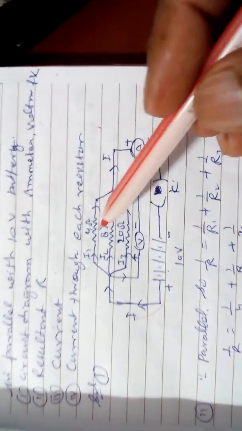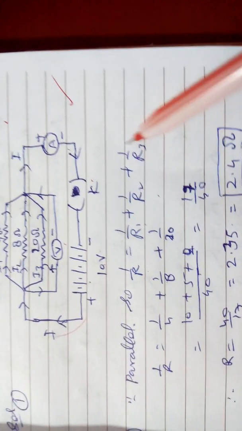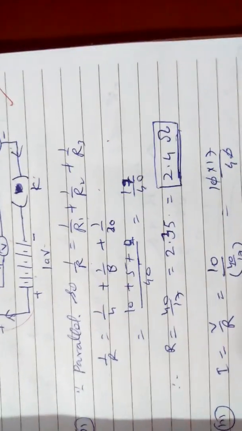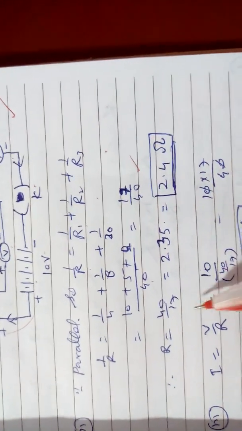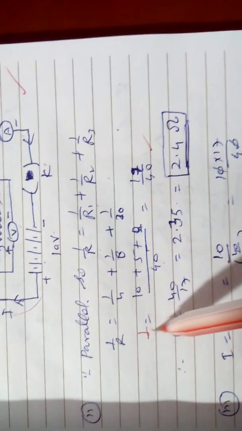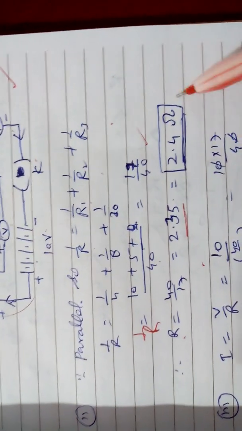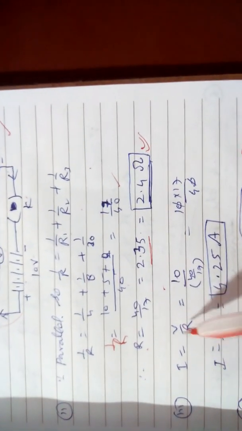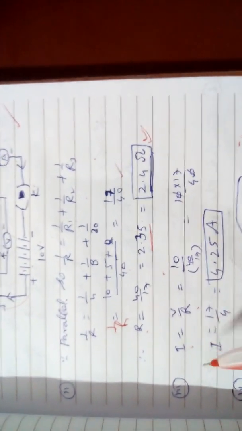Second part, all are in parallel, so 1 upon R is equal to 1 upon R1 plus 1 upon R2 plus 1 upon R3. Put the values, getting LCM is 40 and 17 upon 40, reciprocal, 1 upon R is this, so R is equal to 40 upon 17, 2.35, round off 2.4 ohm is the resultant resistance. Resistance is decreased here. And then current I is equal to V by R, resultant current.